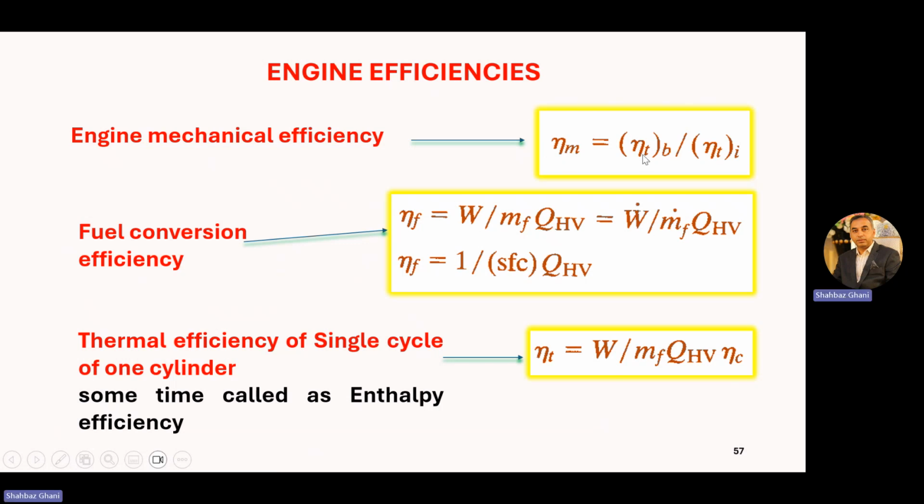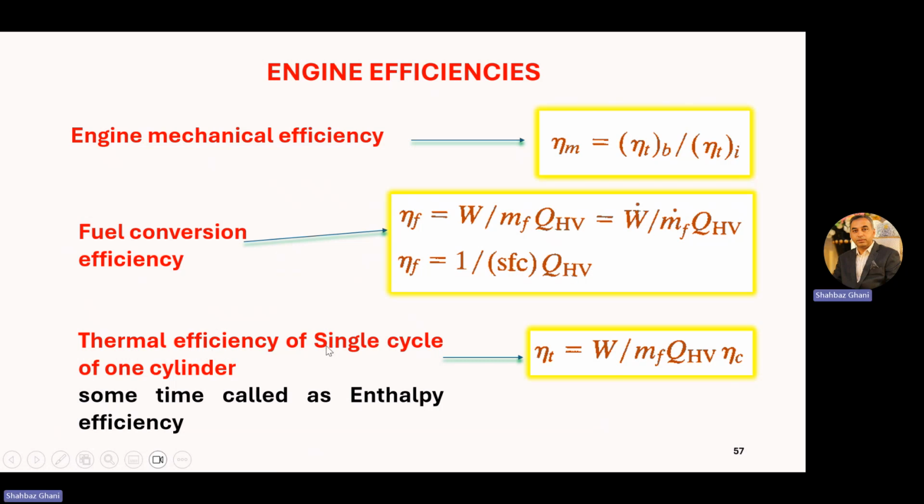Mechanical efficiency is the brake thermal efficiency divided by the indicated thermal efficiency. The fuel conversion efficiency is equal to the work divided by the mass of fuel flowing times the heating value, or in terms of engine power, the power divided by the mass flow rate times the heating value. Fuel conversion efficiency can also be written as 1 over specific fuel consumption times Q, the heating value.